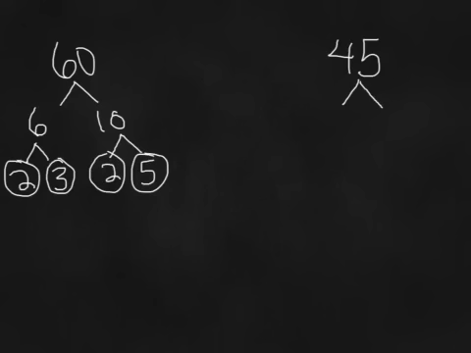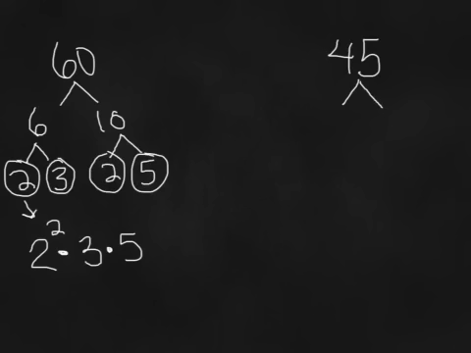Now for writing my prime factorization, I see a 2. So I'm going to write a 2. I also see a 3, and I see a 5. Now for my exponents, I see two 2s, so my 2 needs an exponent of 2. And I have a 3 and a 5 just once each, so no exponents for those. There's my prime factorization for 60.